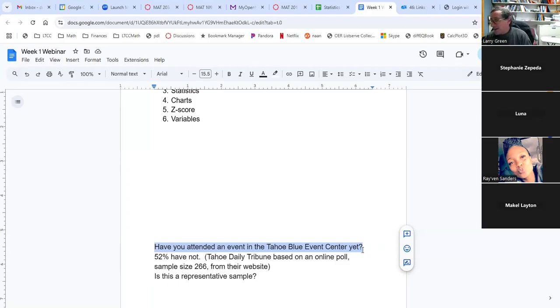They wanted to find out, are people actually going? Are people attending events there? And what they said, based on the poll, is 52 have not attended an event at the Tahoe Blue Event Center. By the way, I have. By the way, put in the chat box if you have or have not. Have you attended an event at the Tahoe Blue Event Center? If you've never been to Tahoe, the answer is definitely no.